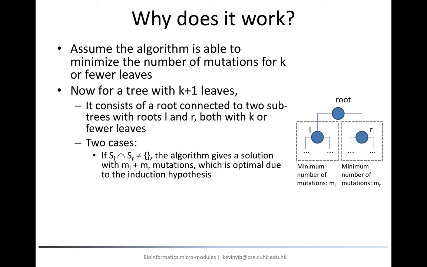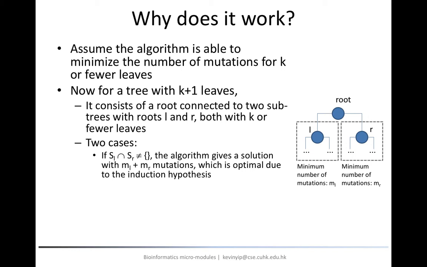Now, if we run Fitch's algorithm, in the upward phase, we will obtain preference sets SL and SR for these two nodes. As usual, there are two possibilities. The first possibility is that SL and SR have some nucleotides in common, in which case the root would keep these common nucleotides as its own preferences and select one of them in the downward phase. This forces L and R to choose also this nucleotide in the downward phase, and no mutations are introduced along the branches that connect the root to these two nodes.